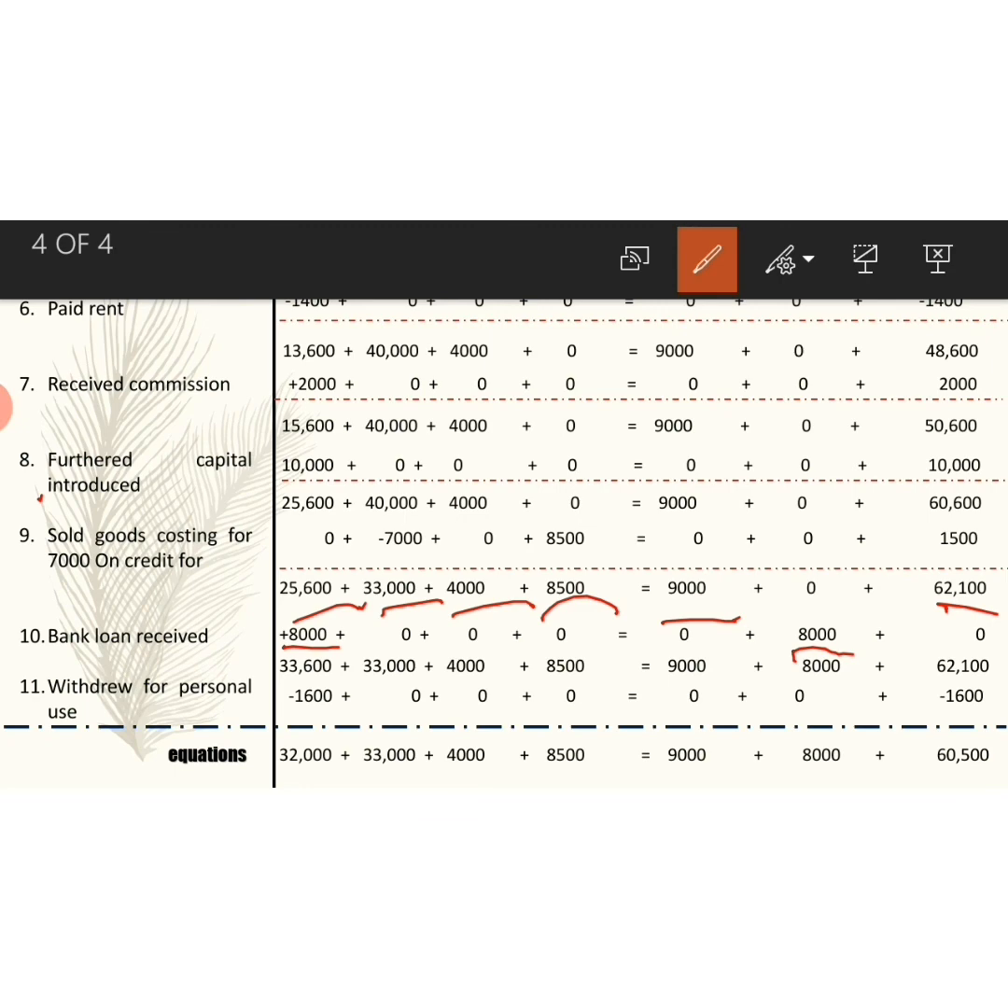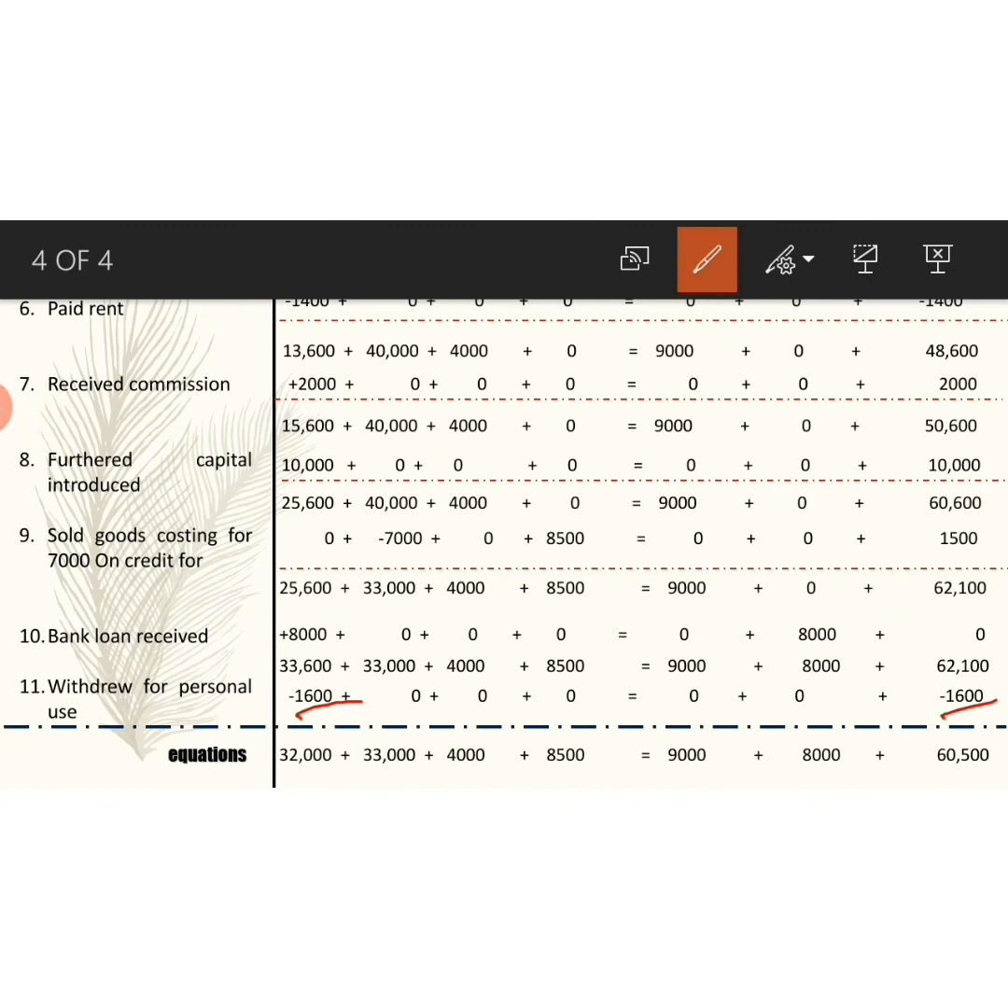Again, on further calculating this, 25,600 plus 8,000 is 33,600. Again, 33,000 plus 0 is 33,000. 4,000 plus 0 is 4,000. Again, 8,500 plus 0 is 8,500, creditors 9,000 plus 0 is 9,000. Again, 0 plus bank loan, 0 plus 8,000 is 8,000. Capital 62,100 plus 0 is 62,100. Next transaction, withdrew for personal use.